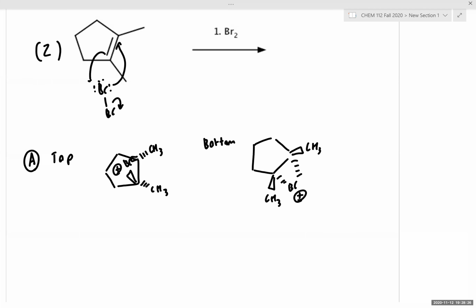Let's try to keep working through this example. Would anyone like to draw the next step in this mechanism, the attack on the bromonium ions? And let's be really picky about the stereochemistry here. Just to help everyone visualize what's going on, let's take a look at a model for each of these structures.